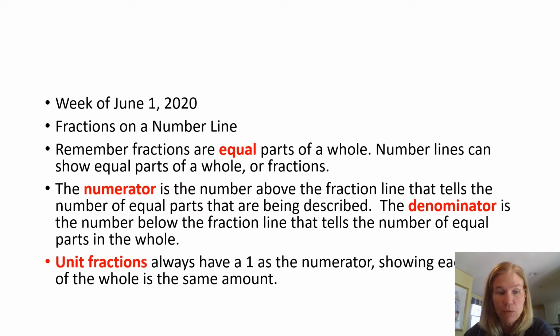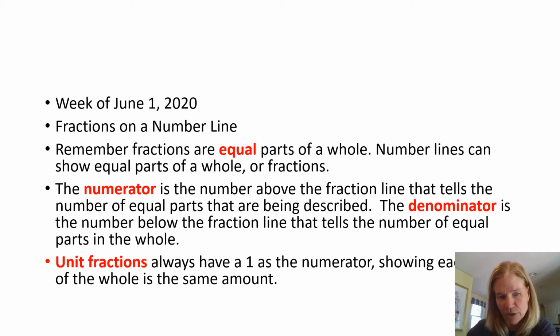This week, you're going to be working on fractions, and more specifically, fractions on a number line. So I want to do a quick review with you before we get started. Remember, fractions are equal parts of a whole. Number lines can show equal parts of a whole or fractions. We have previously used number lines, so this is a review lesson, but we have also used shapes, squares, rectangles, circles, to show fractional amounts of the whole.